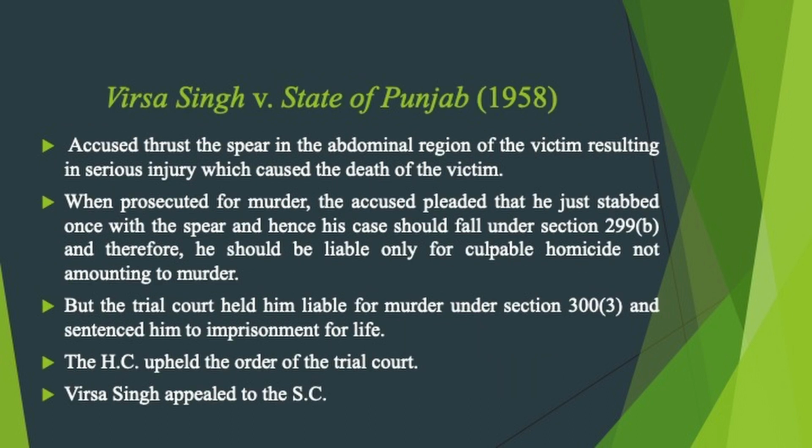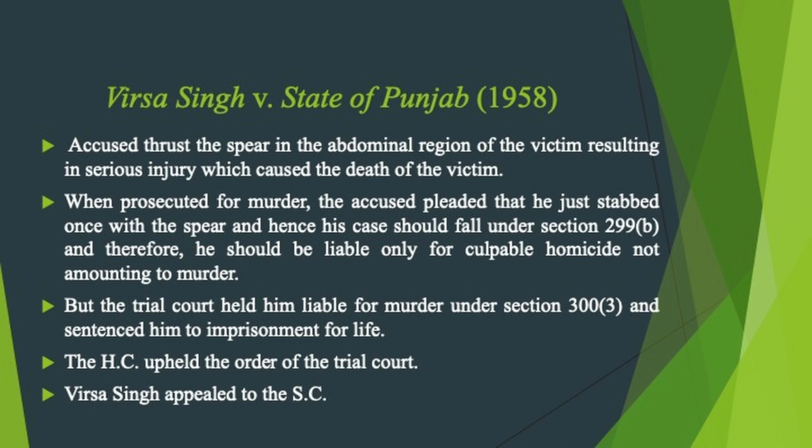In Virsa Singh's case, the accused stabbed the victim with a spear. He thrust the spear in the abdominal region of the victim, resulting in serious injury which caused the death of the victim. When prosecuted for murder, the accused pleaded that he just stabbed once with the spear and hence his case should fall under section 299 and therefore he should be liable only for culpable homicide not amounting to murder.